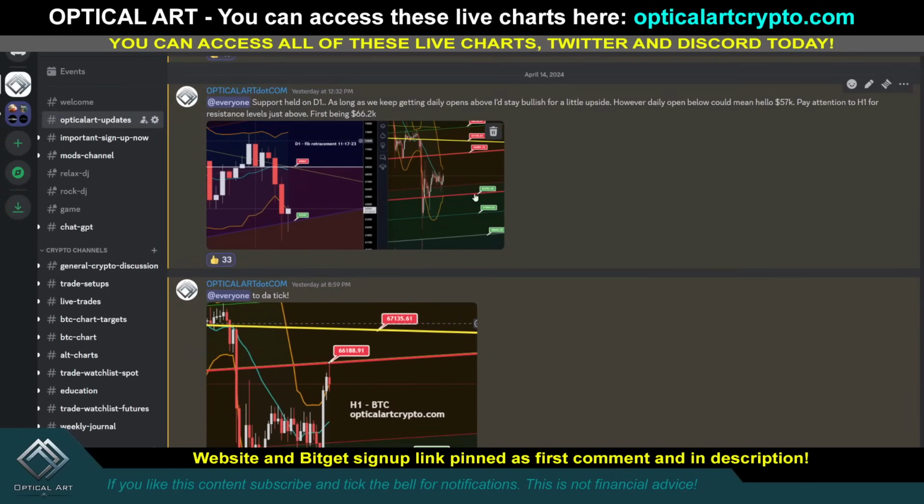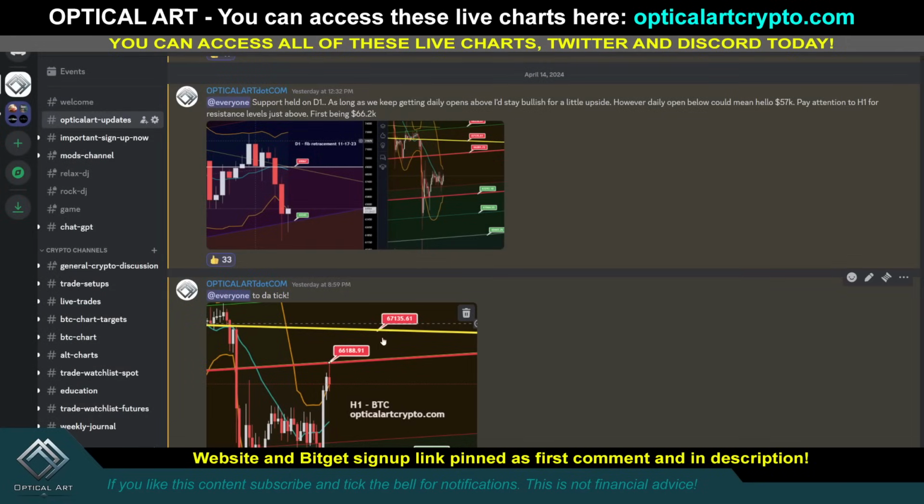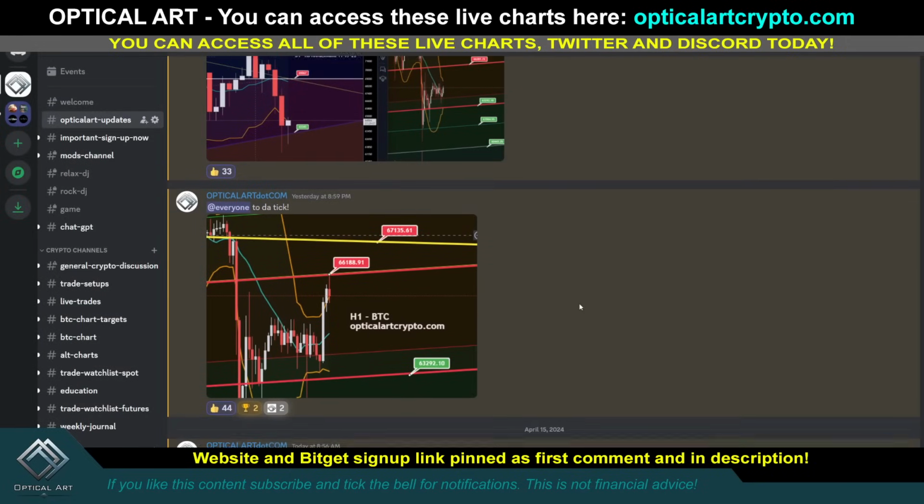And you can see right here, I was talking about if we pushed up to 66.2K, which is the next point to short. You see we hit this point, got rejected. We pushed up to this point and got rejected, and started coming down. So that's what you get in Discord, guys.